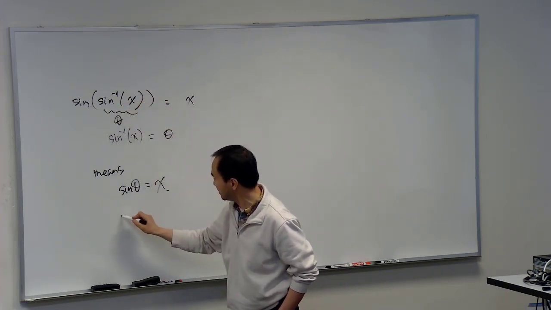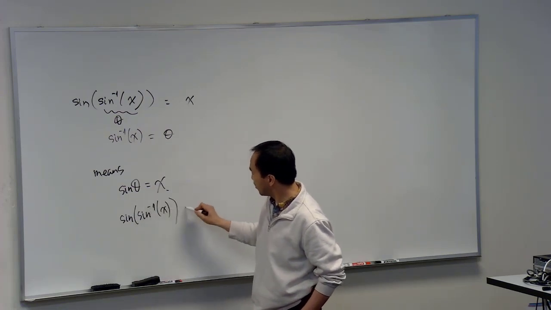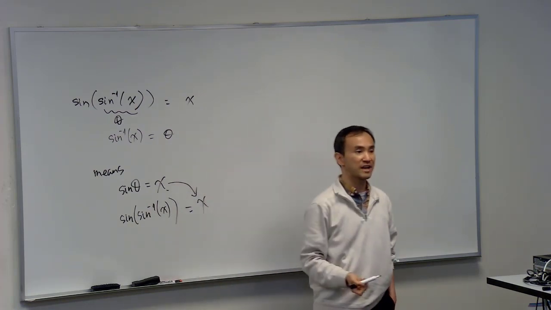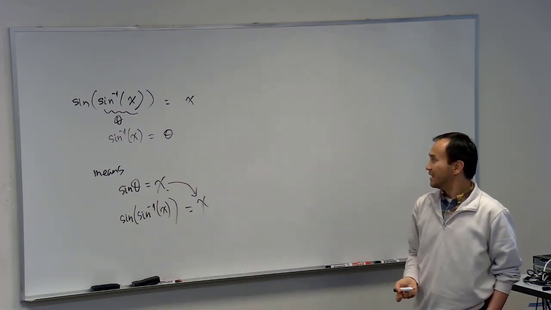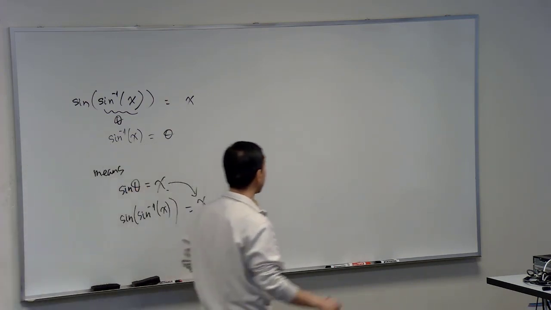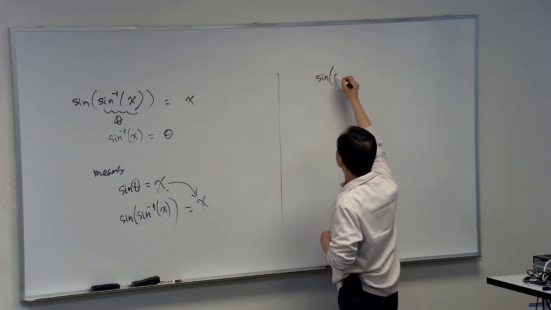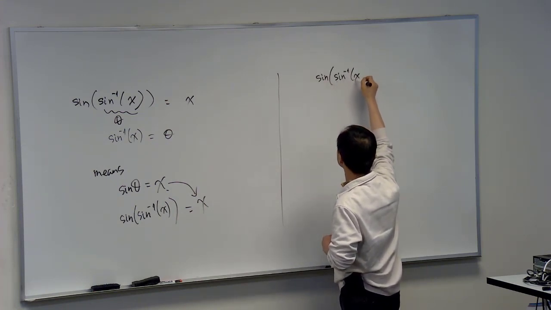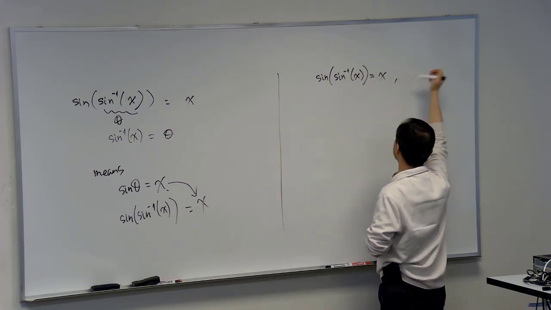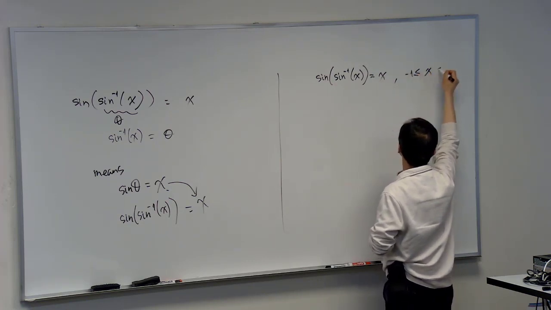So sine of theta is also the same as sine inverse of x, and that's why it came out being just x. That's the explanation for that. After all of that explanation, we wrote down a little rule right here that we recognize: sine of sine inverse of x will equal exactly x. And this is always true for all x values anywhere from -1 to 1.